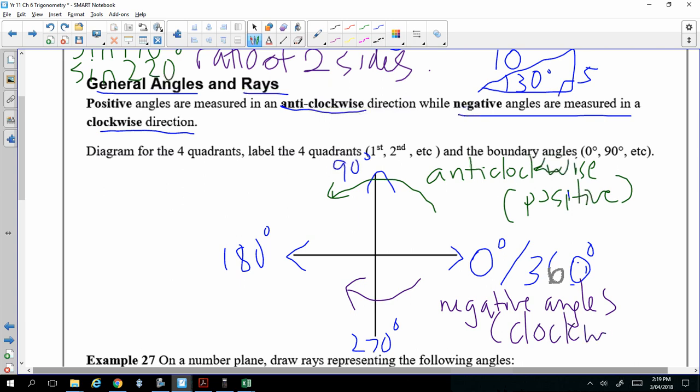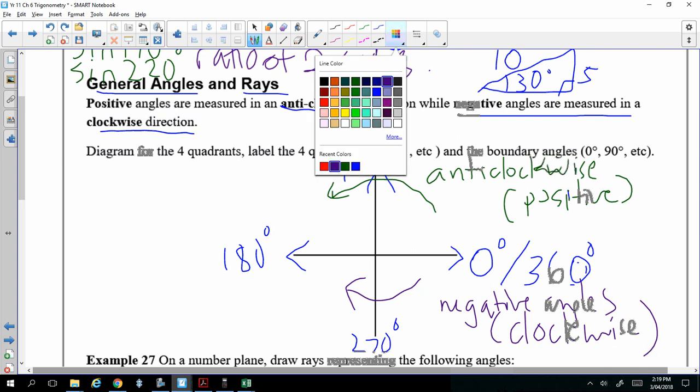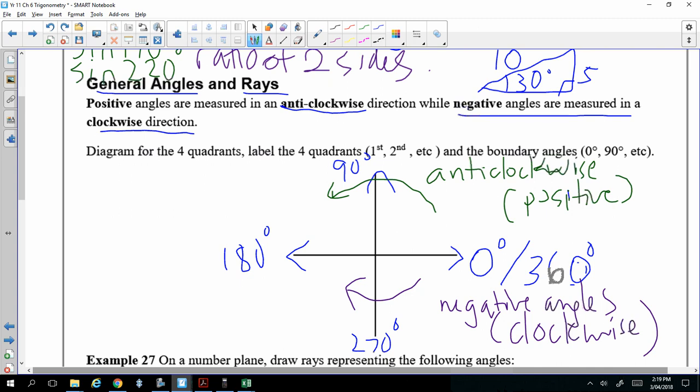Right, now we define what angles are on the 4 quadrants. So this is your first quadrant. That's your second. That's the third. That's the 4th quadrant. Okay, 4 quadrants.